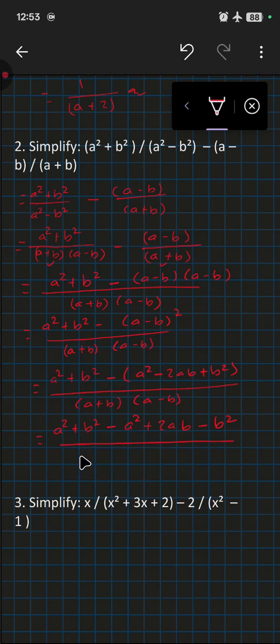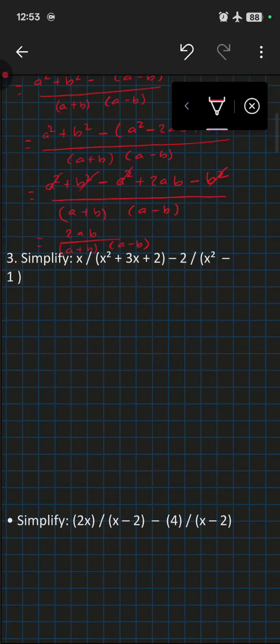Now let us do simplification. So a square is plus over here, yes, minus can be reduced. Minus over here, plus over here can be reduced. What is left on the top? That is 2ab, and in the denominator we have a plus b into a minus b. So this is how question number 2 is solved. Now let us see question number 3.